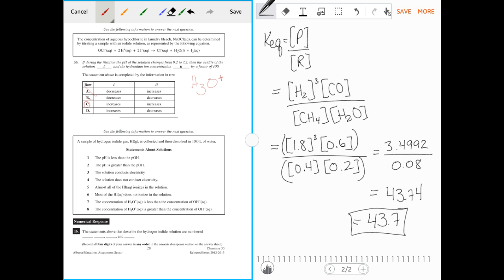A sample of hydrogen iodide gas is collected and then dissolved in 10 liters of water. Okay, so then it says statements about solutions. The question is asking: the statements above that describe the hydrogen iodide solution are numbered blank. Okay, let's take a look. The pH is less than the pOH. Well, let's take a look. We have hydrogen iodide. Oh, I'm going to do this on my next page here so I have a bit more room.